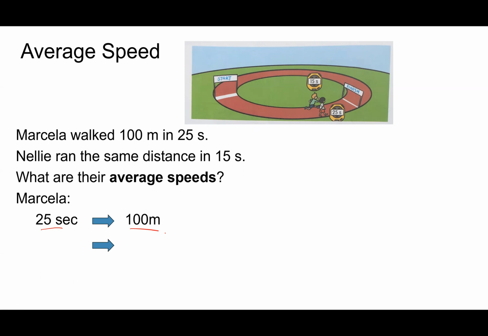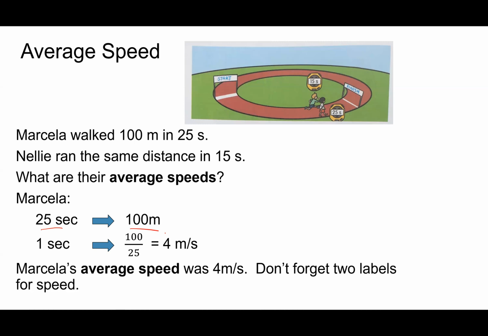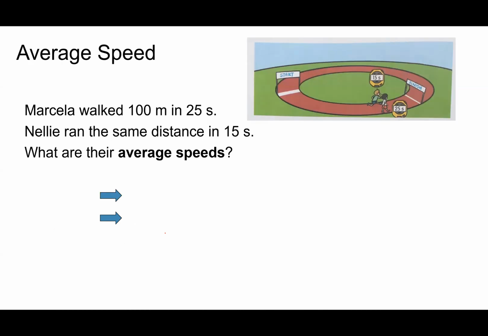Okay, so we're gonna find her speed in meters per second. So all we need to do is divide by 25. And what is her speed in meters per second, right? 4 meters per second, great job. Okay, we need to make sure we include those speed labels for that too. All right, now let's find Nellie's speed. We already found Marcella's. Now we're finding Nellie's.